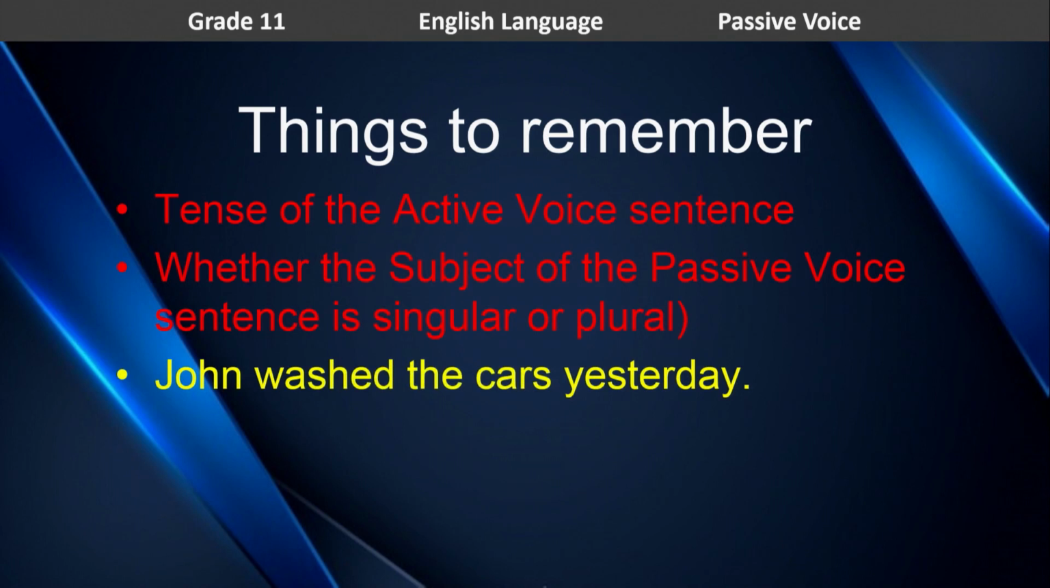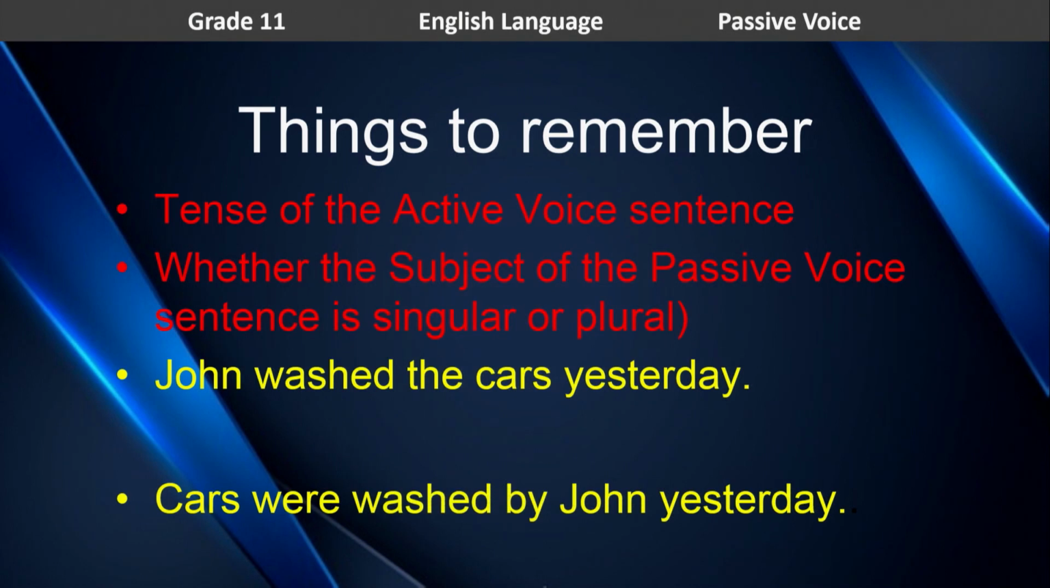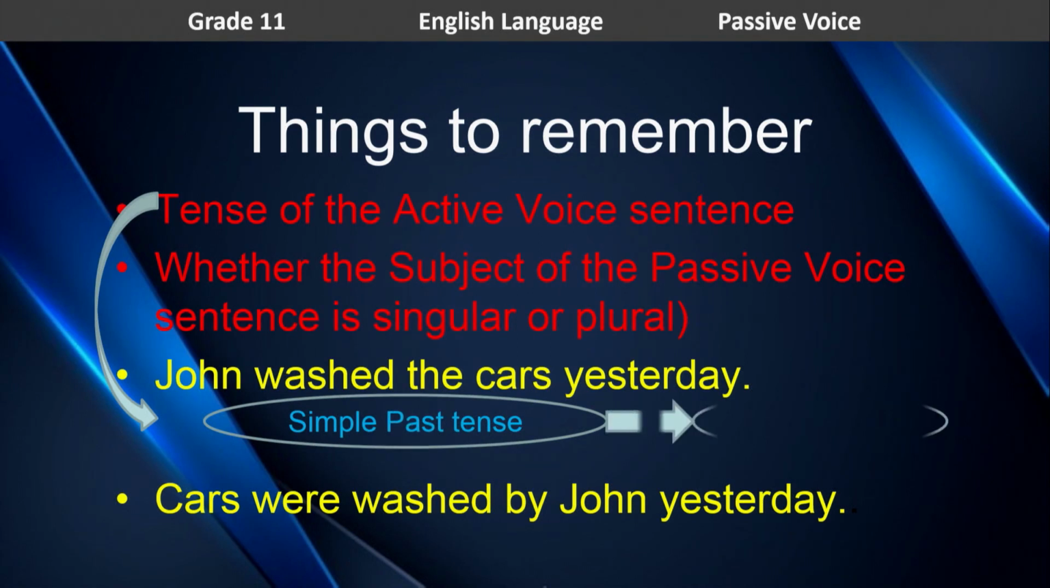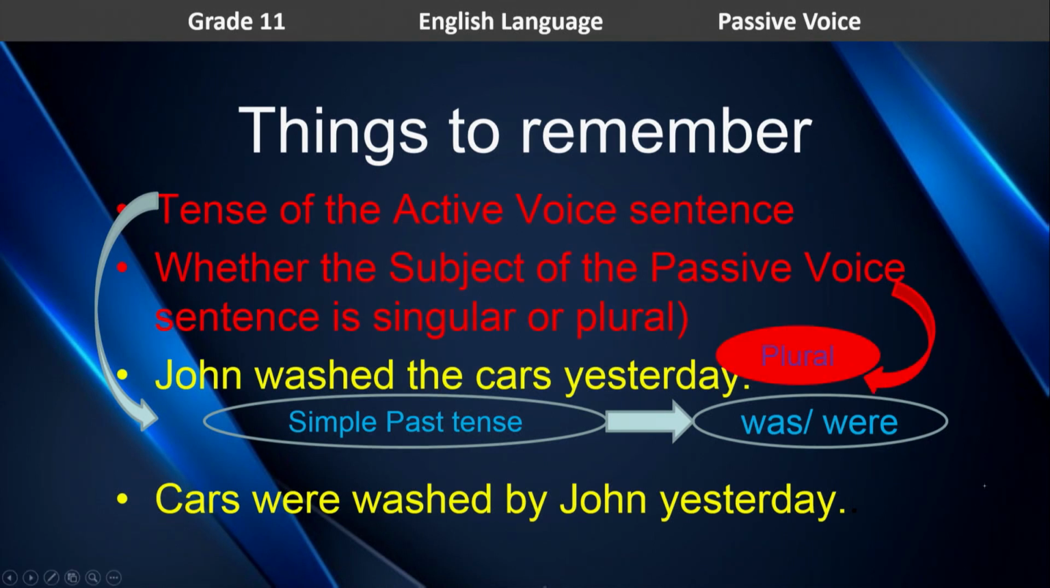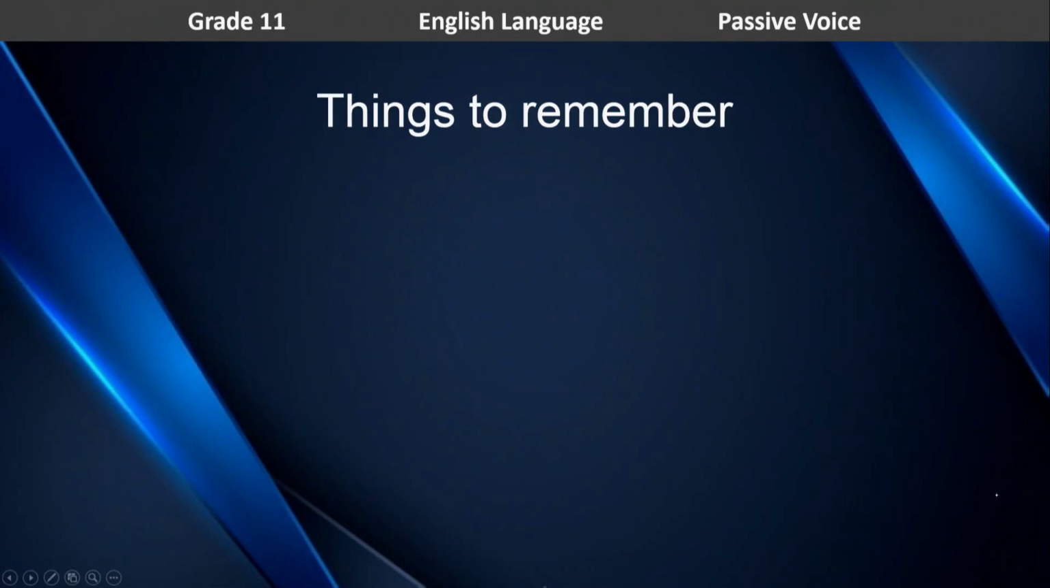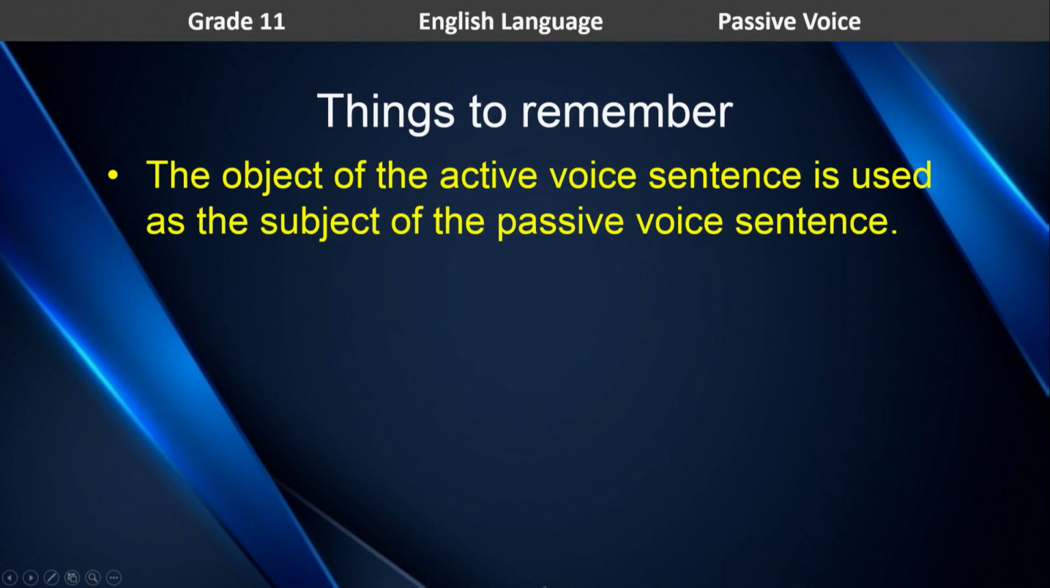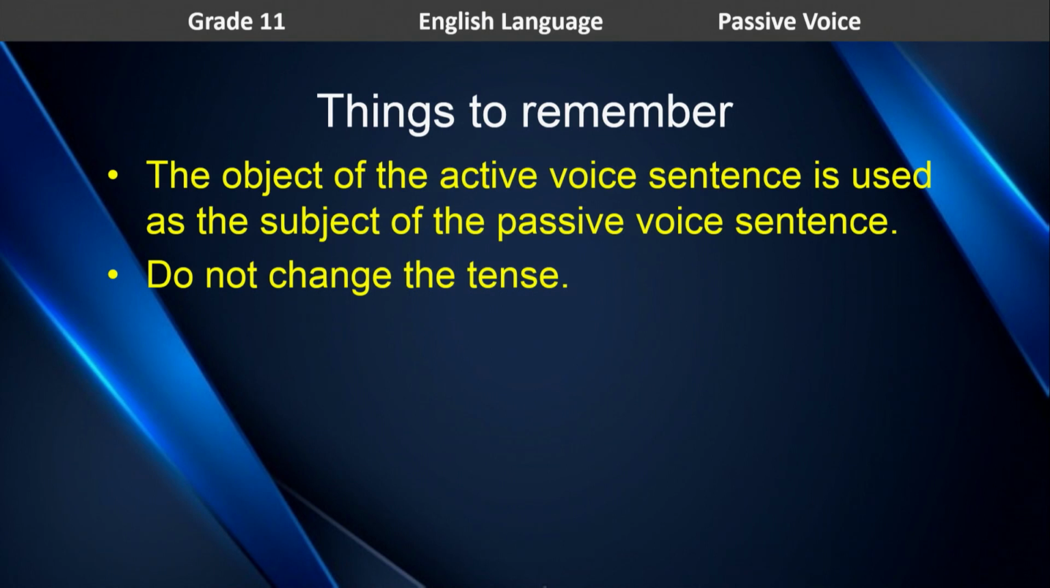Have a look at this one. John washed the cars yesterday. The cars, it's a plural noun. We have was and were in the simple past tense. We have to use were here because the cars is a plural noun. The cars were washed by John yesterday. Hope that you have understood it, and let's have a look at the things that we have to remember. We should remember these things. The object of the active voice sentence is used as the subject of the passive voice sentence, and do not change the tense.